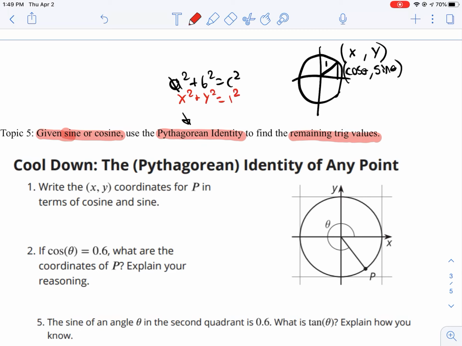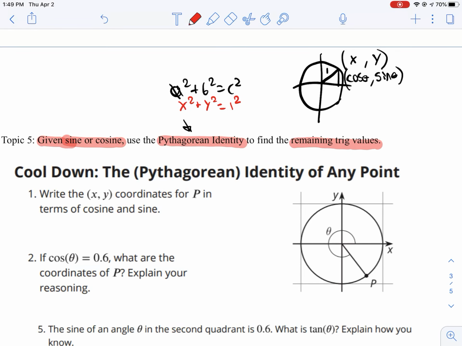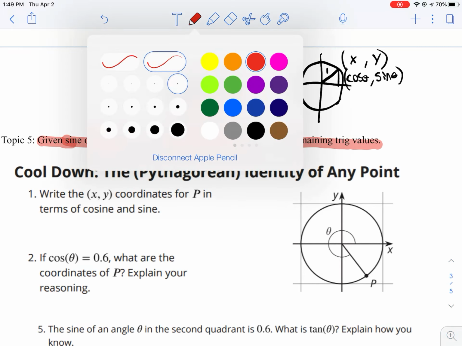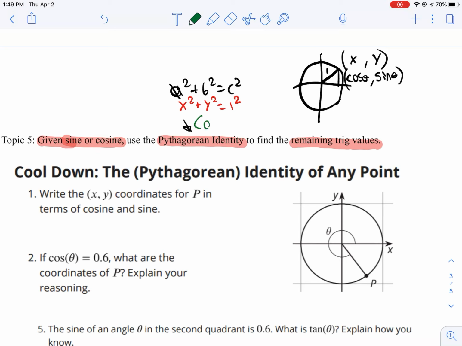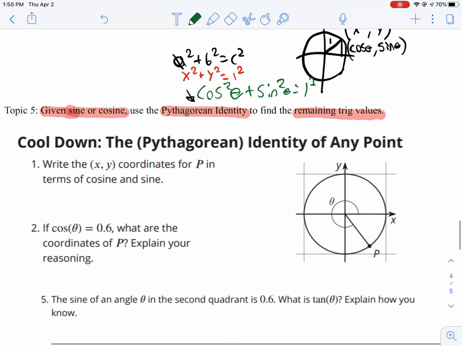Then when we determined that cosine and sine were x and y respectively inside of the unit circle, we found that cosine squared theta plus sine squared theta equals 1, or 1 squared if you still want to have all the squares. This is going to be referred to as our Pythagorean identity, and we're going to use it to find values of sine, cosine, and tangent. Let's go ahead and take a look.